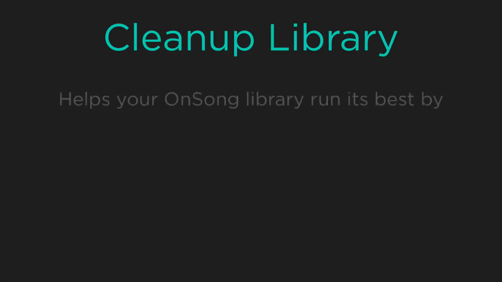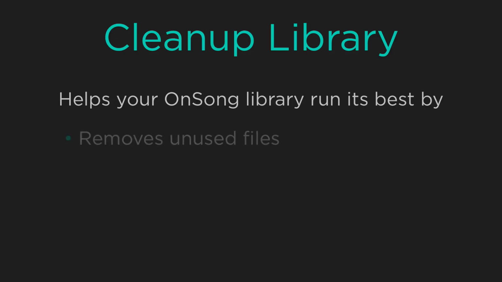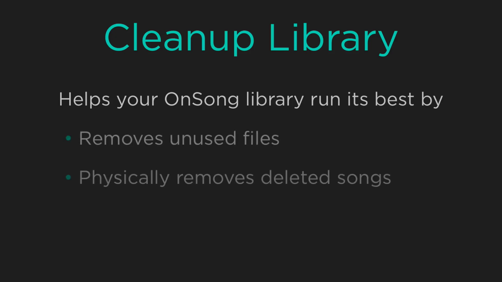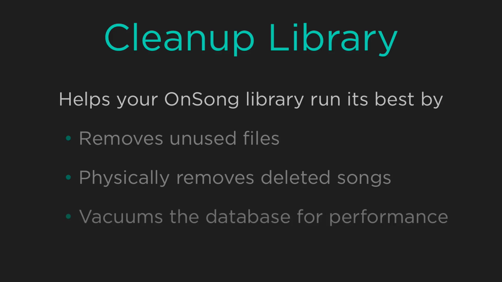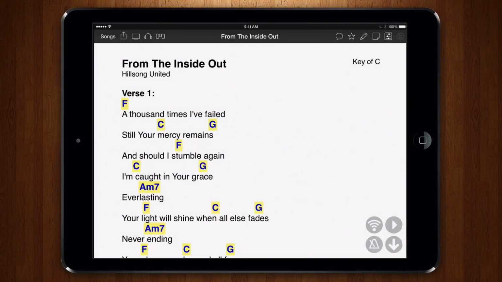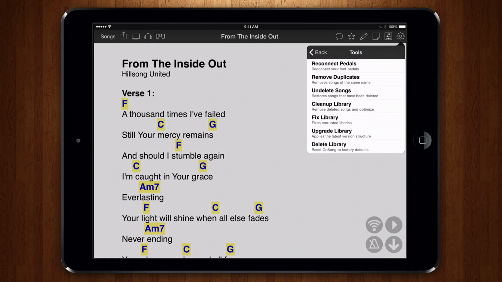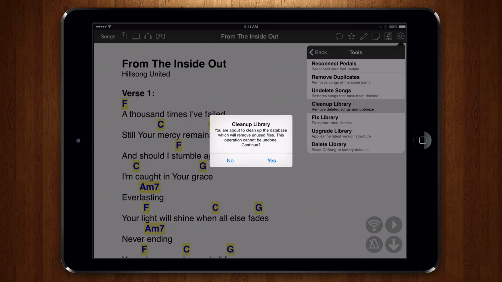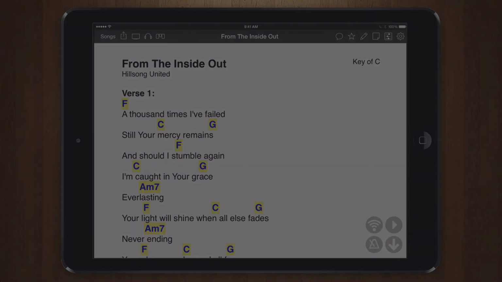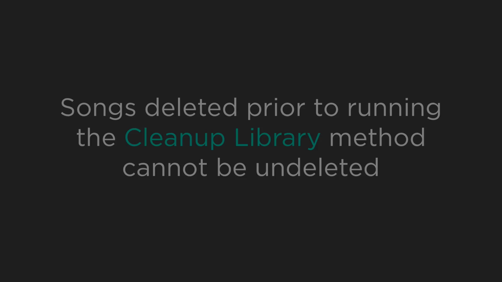If you've used OnSong for a long time, you may have extra files and records that can take up space and slow things down. The Cleanup Library function removes unused files, physically removes deleted songs, and runs a process on the database to speed things up. When you tap on this function, you'll be prompted to delete unused files. In addition, if you have imported files that you've later converted to text, you can optionally remove those imported files here as well. Remember that once you've run this method, any songs that you had previously deleted are removed and cannot be undeleted.